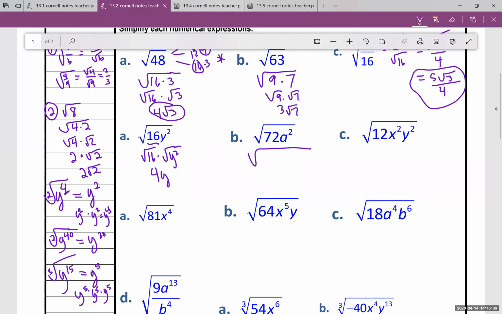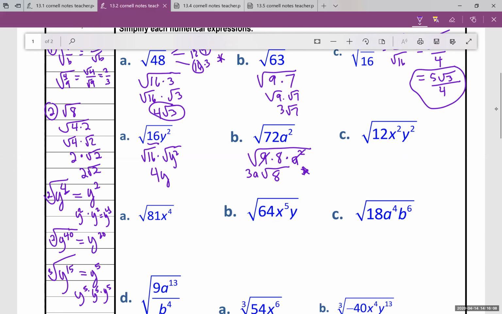First of all, I'm going to rewrite 72 as the square root of 9 times 8, and then we also have a squared. I can take the square root of 9 and out comes a 3. And then I can also take a squared and out comes an a. Underneath the radical, I still have an 8. This is an example where I am not simplified yet.